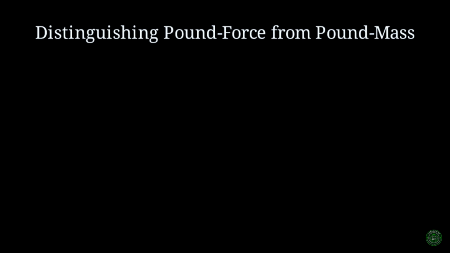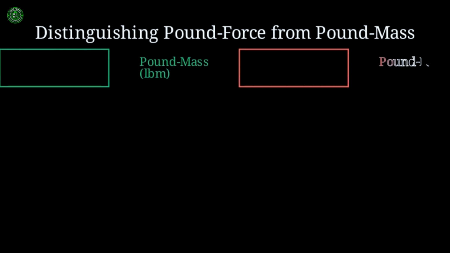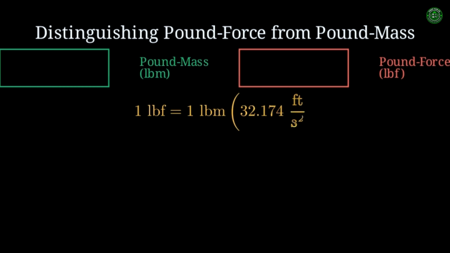In the US customary system, the word pound is used for both mass and force. That can be confusing, so we must distinguish pound mass, written as lbm, from pound force, written as lbf. Pound mass is a measure of how much matter you have. Pound force is a push or a pull. By definition, 1 pound force is the force that accelerates 1 pound mass at 32.174 feet per second squared.